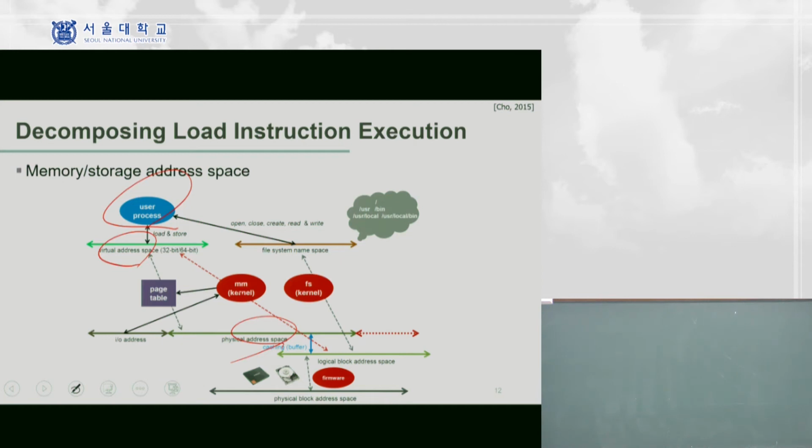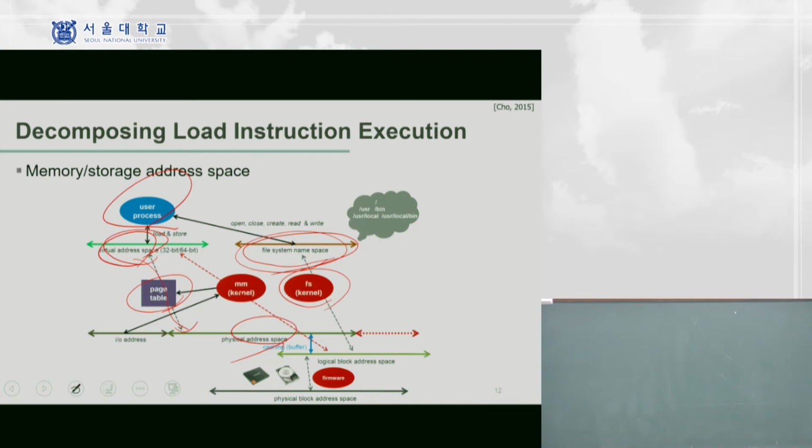Also, there's a file system namespace. It's actually the name of a file, a path, right? Like /usr/bin, or /home/user ID/hello.txt and so on. It's a namespace for the file system. By this page table, the virtual address is translated into a physical address. And using the file system, the file system namespace is translated to the LBA, a logical block address, right?